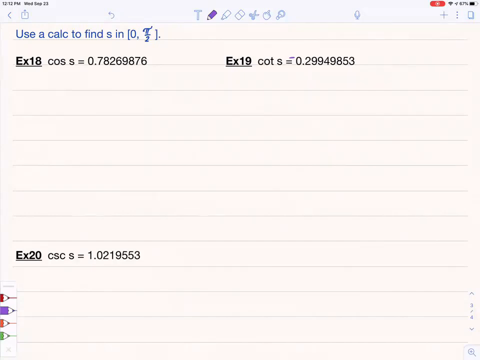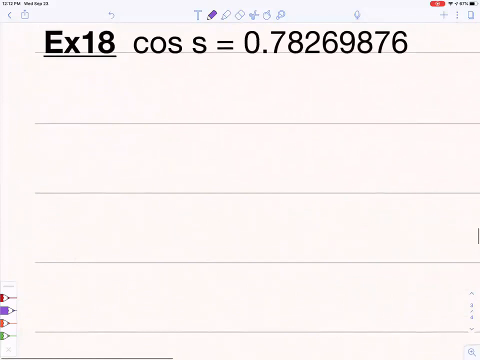When we were going 0 to 2 pi, we came up with the plan, didn't we? What would have been the plan for number 18 if it was from 0 to 2 pi? Yeah, my plan would have said 1 and 4, right? Well, now this says only from 0 to pi over 2. So what gets tossed? Quadrant 4 gets tossed.